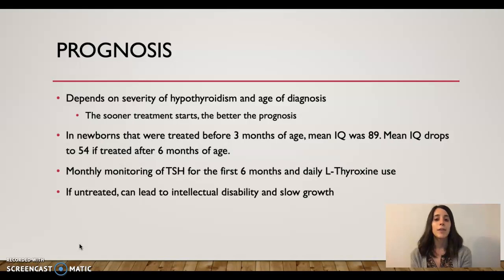There is also monthly monitoring of thyroid hormone for the first 6 months of life, and then daily use of the L-thyroxine, which is the thyroid treatment. And then again, if left untreated, it can lead to intellectual disability and slow growth, since the thyroid hormone is responsible for brain development and just overall growth and metabolism. So it can be treated. The prognosis can be really good, just as long as it's diagnosed early on.